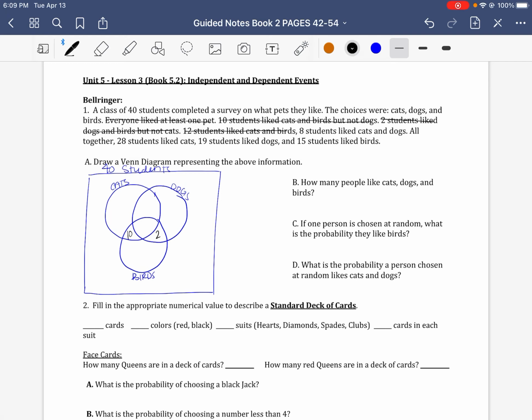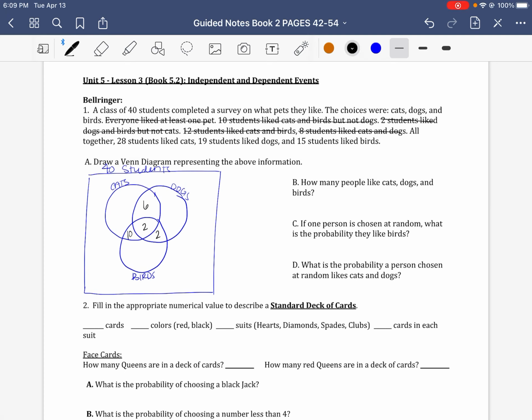12 students like cats and birds. So if I think about 12 students like cats and birds, there's already 10 in there, so that means there are 2 to get us to 12 here in the middle. 8 students like cats and dogs. So again, cats and dogs would be this overlap here, and if 8 of them like cats and dogs and we already have 2, then we're going to have 6 more here.